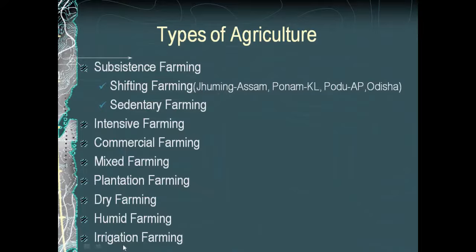Irrigation farming. The name itself says that crops are grown with the help of irrigation. Why is irrigation necessary? The rainfall is seasonal, uncertain and insufficient. In those areas they use irrigation. So these are the different types of farming.